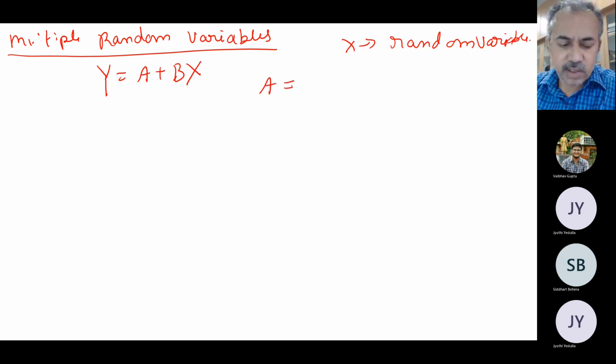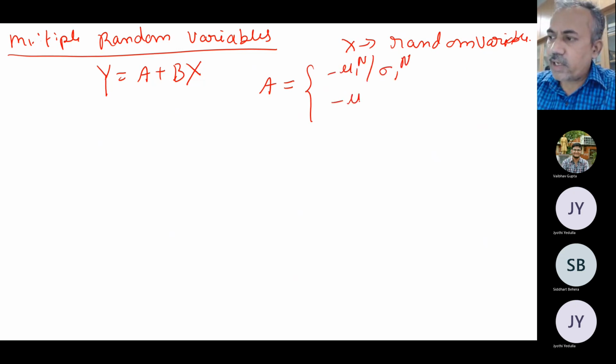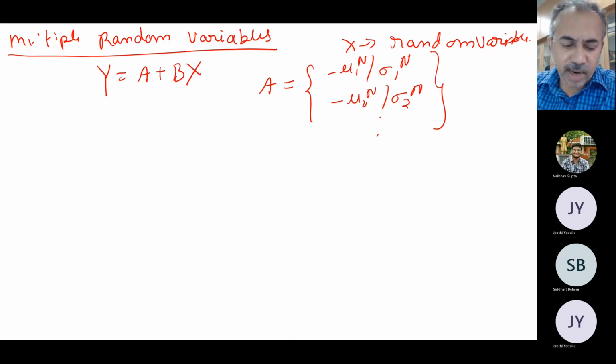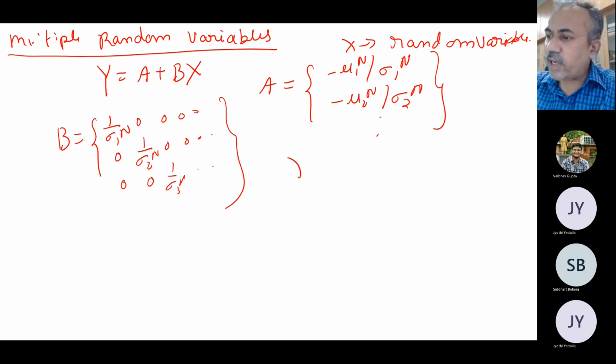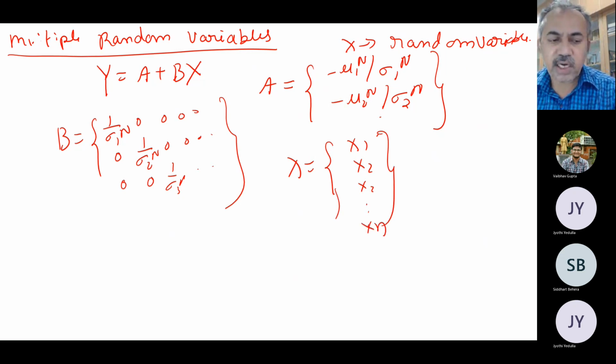So the A matrix is minus mu1 of n by sigma 1 of n, and then minus mu2 of n by sigma 2 of n. Like this, you have this A matrix. And the B matrix is basically 1 by sigma 1 of n, 0, 0, 0, 0, like that it goes. The next one will be 1 by sigma 2 of n, 0, 0, 0, 0, like this it goes. Then 0, 0, 1 by sigma 3 of n, like that you will have this B matrix also. And my X matrix will be x1, x2, x3, and it keeps on going. So this is a transformation. Generally, when there are many random variables, you do it like this.